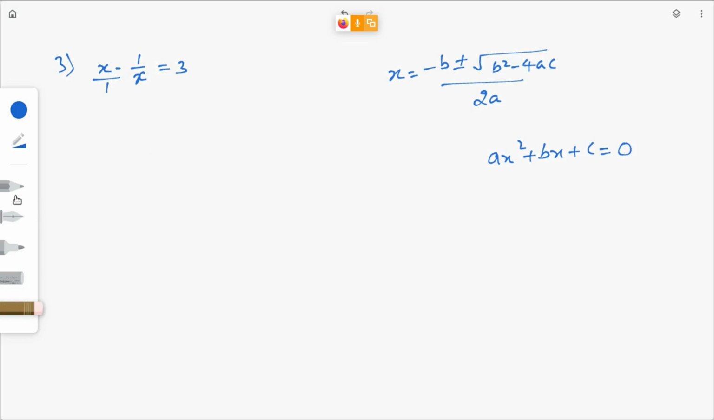Any doubts, any confusion here? So let me write it here. The given equation is x minus 1 by x is equal to 3. So write this x as it is, and 1 by x here is equal to 3.